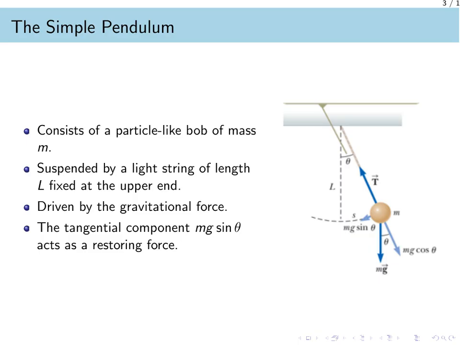The diagram shows the forces at play. The tension in the string pulls toward the pivot, while gravity is broken into two parts. The radial component of gravity is balanced by tension, but the tangential component, mass times gravity times the sine of the angle theta, acts as a restoring force that always pulls the bob back toward the center.